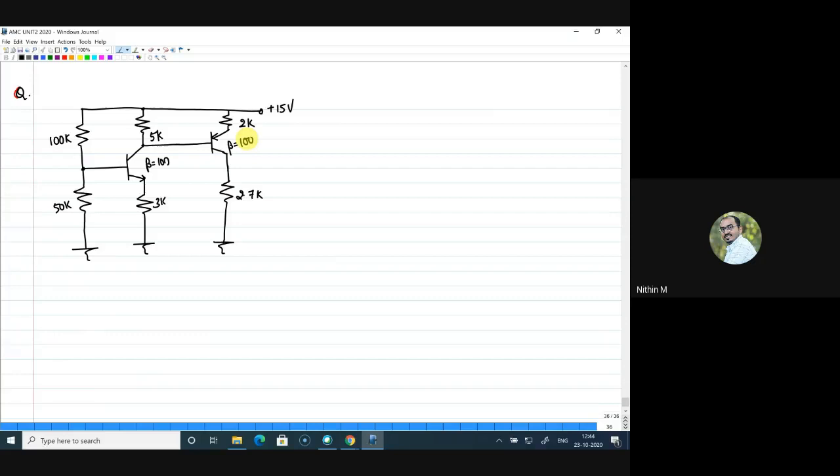Now the question remains the same. The question is: determine the voltages at all nodes and currents through all branches. This is the question.